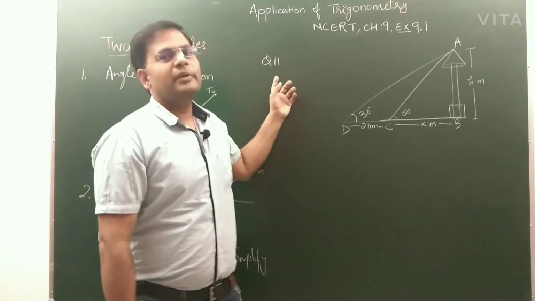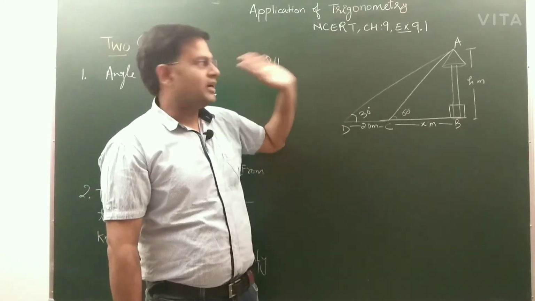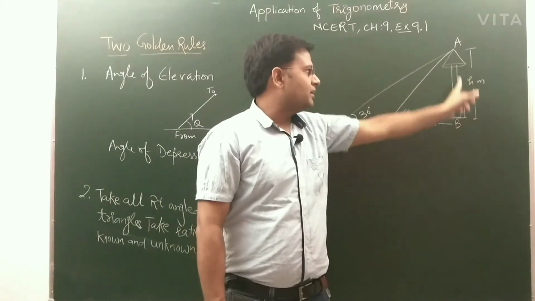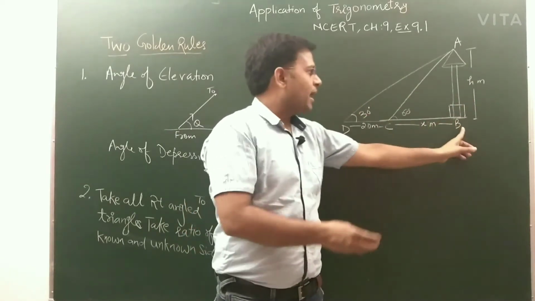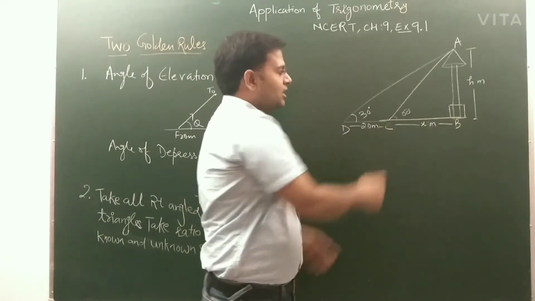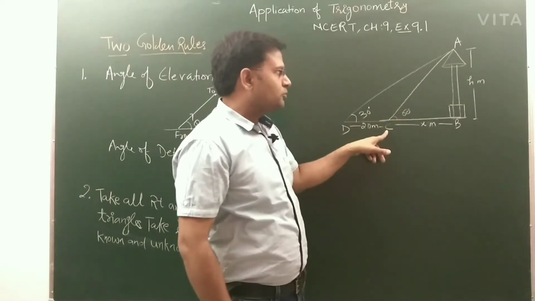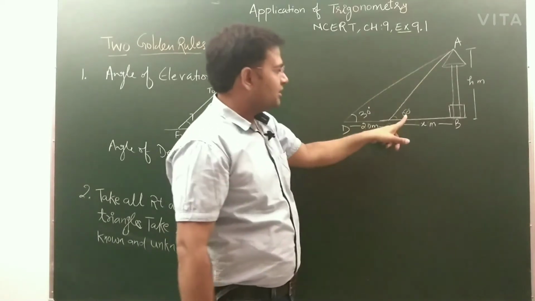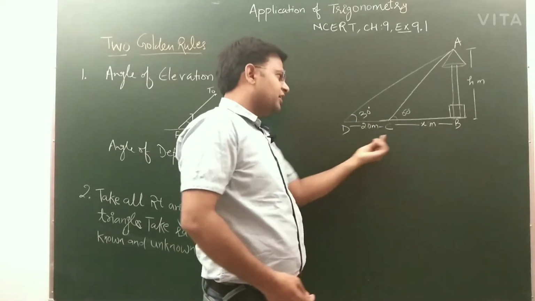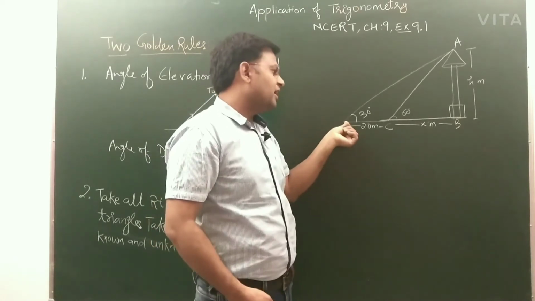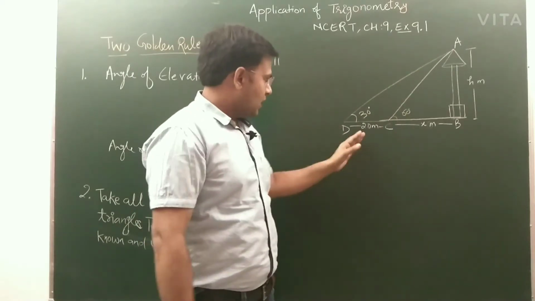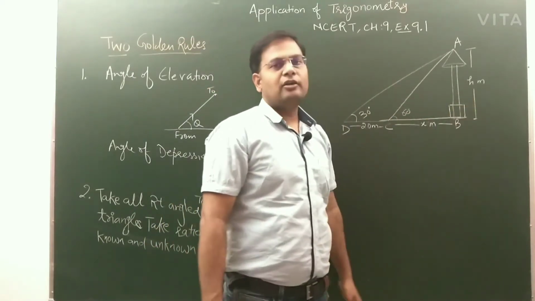Okay, now this is question number 11 of your NCERT book, chapter number 9, exercise 9.1. In this question it is given that this tower is on the bank of a river, and there is an object at this point C. The angle of elevation from this object to the top of the tower is 60 degrees, and if you move away from this tower, in this direction, you reach a point D, and from this point D the angle of elevation is 30 degrees. Now in this question we have to find the height of the tower.